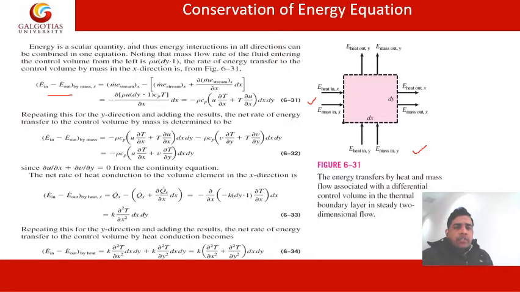given by this equation, and repeating the same along the y-axis and adding the results, the net rate of energy transferred to the control volume by the mass is determined to be this value. So here del u over del x plus del v over del y equals 0 from the continuity equation. So further this equation simplifies to this value. And now repeating along the y-axis, the same energy can be obtained.